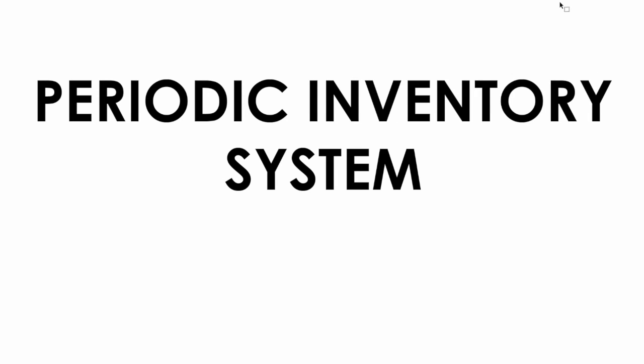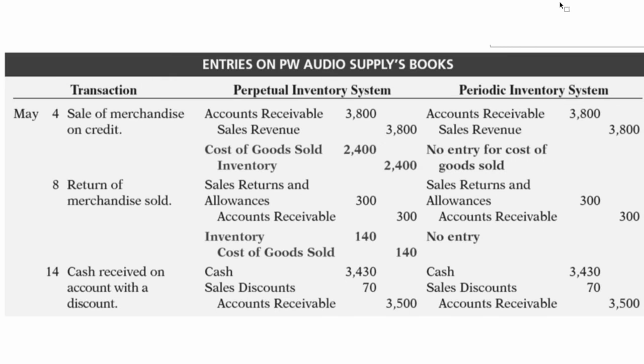So para mas maintindihan nyo, let's summarize again our sales transactions and compare perpetual inventory system and periodic inventory system. So for the sale of merchandise on credit, always take note that under perpetual inventory system, kapag nagkaroon ng pagbebenta ng goods and it was returned, we will account yung cost of the goods inventory returned or cost of goods sold. Okay? So, under perpetual, on May 4, sale of merchandise on credit.